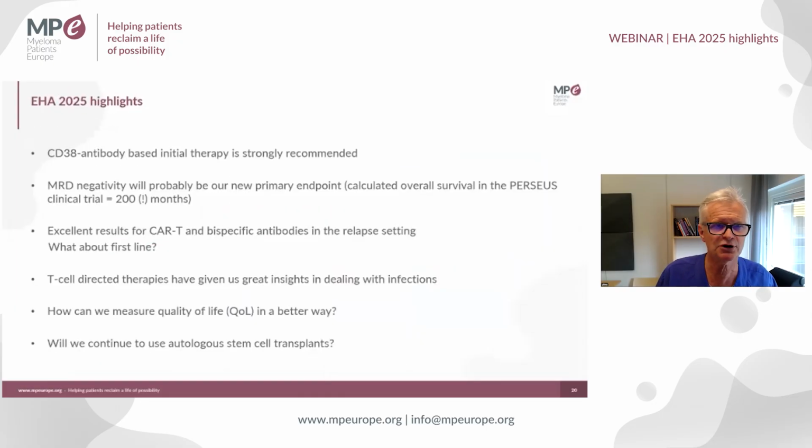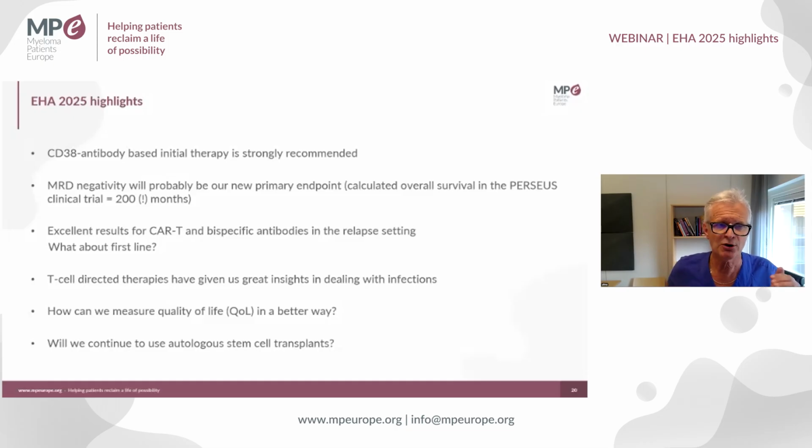Some of my personal reflections is that I strongly agree that CD38 antibody in first-line therapy is well tolerated and highly effective. It's not that effective in monotherapy, but combined with other drugs, it's very effective and will increase the response rate massively compared to previous treatments.